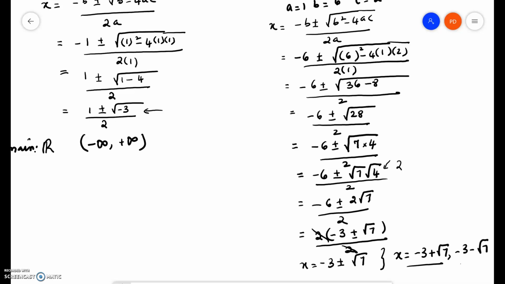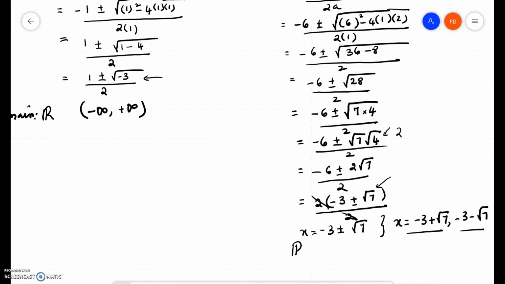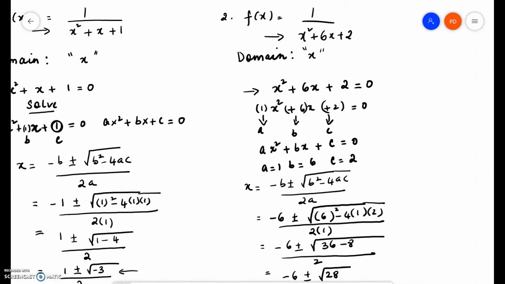So there are two values of x, and both are real numbers. Remember, radical 7 is perfectly real. There's no negative inside the radical sign. So we have all reals except the numbers -3 minus radical 7, -3 plus radical 7. So these are the two exceptions. These are the two numbers that cannot be plugged into the function that we started with, which is f of x equals 1 over x squared plus 6x plus 2.